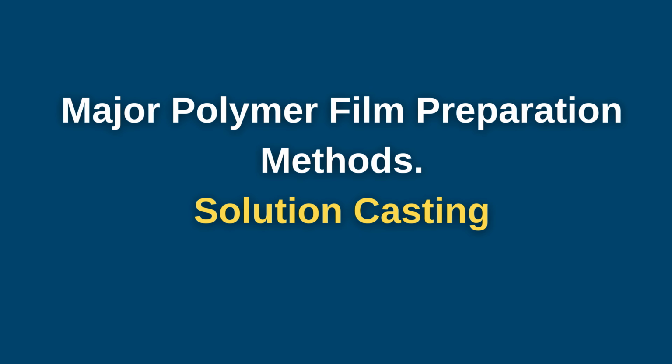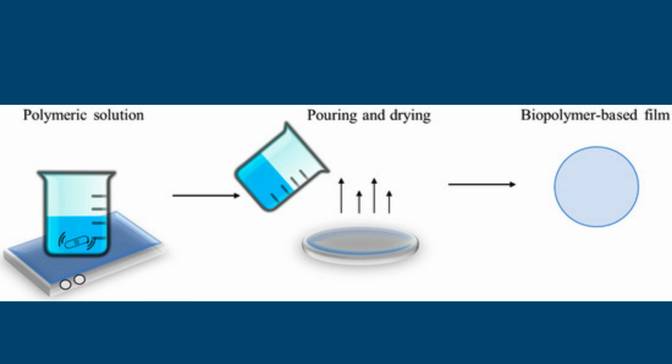Major polymer film preparation methods. Solution casting. Solution casting is one of the most classical and widely employed methods for polymer film preparation. It involves dissolving a polymer in a suitable solvent to form a homogeneous solution, which is then deposited onto a substrate and allowed to dry, resulting in film formation.